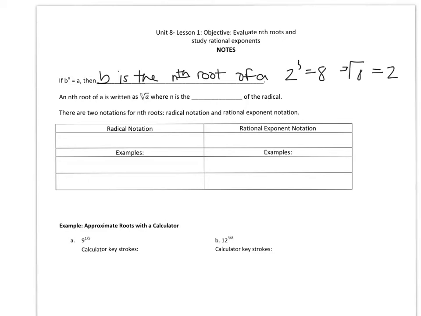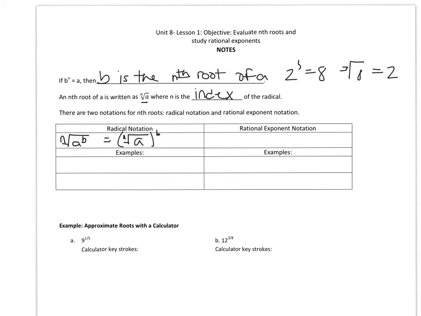An nth root of a is written as, and you can see this notation right here, where n is called the index, and I'll use that word a lot, so you'll need to know that. There are two notations for nth roots. There's radical notation and rational exponent notation, which is also sometimes referred to as decimal notation. So the radical notation is going to look like this. So that would be the nth root of a to the b. You could also write that exact same thing like this. So instead of the exponent b being inside the radical, you could raise the whole thing to the exponent b.